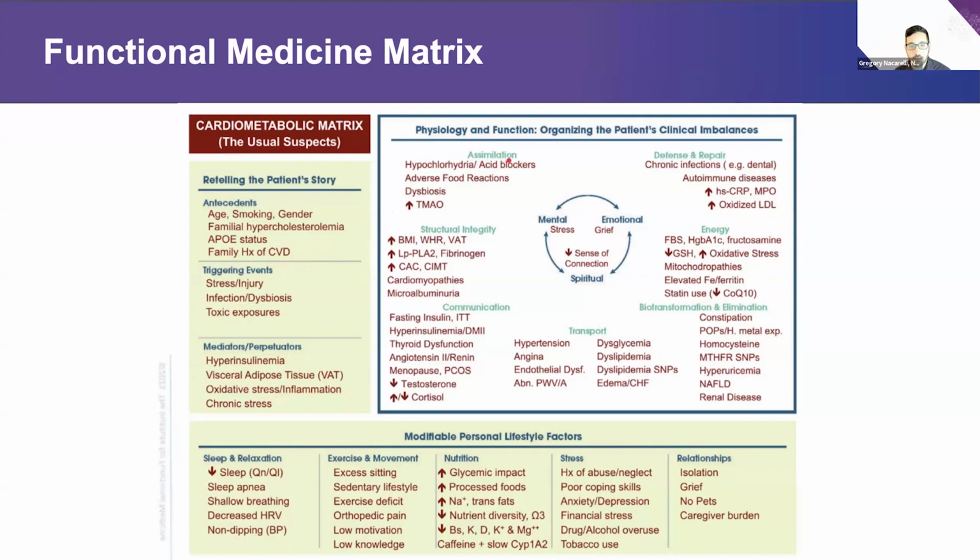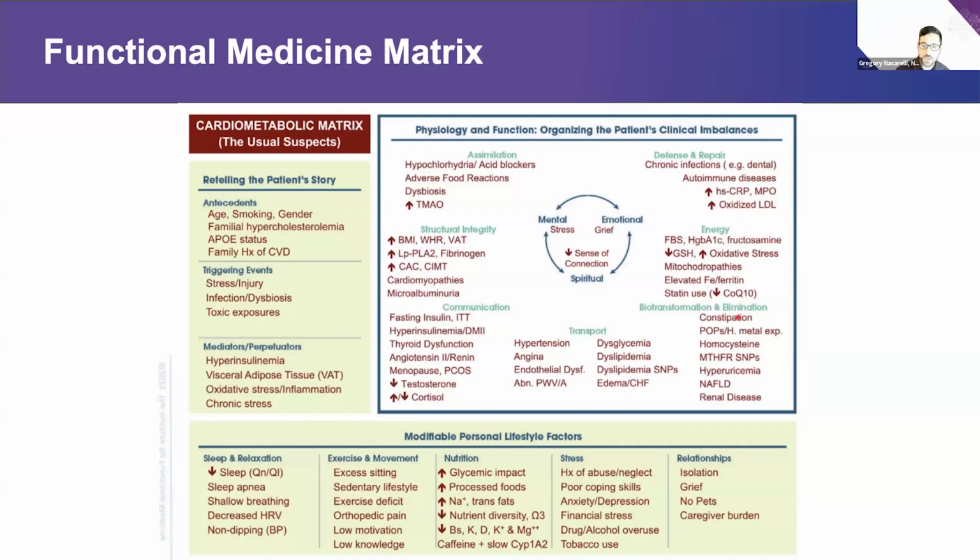For their assimilation, do they have low stomach acid? Do they have dysbiosis? For defense and repair, do they have chronic infections? Do they have elevated markers that are associated with inflammation? For their energy, do they have low glutathione? Do they have elevated oxidative stress? Are they on medications that could be decreasing things implicated in energy production, such as CoQ10?